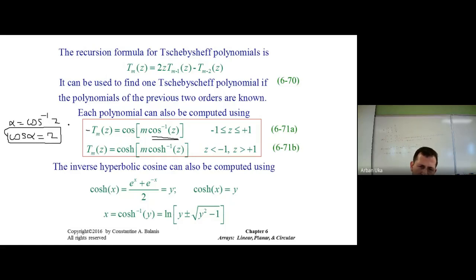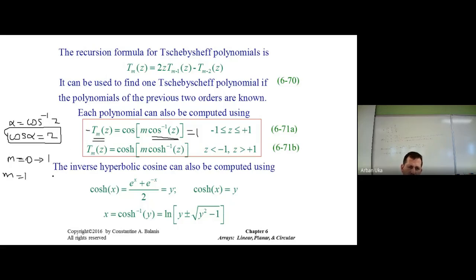That's good. Then let's see what happens for m equal to 0. Imagine for a moment you set m equal to 0. If m is 0, what do we observe here? We observe that the 0th order polynomial will be equal to cosine 0, which means that this will be equal to 1. So when m is 0, we get the polynomial is equal to 1. That's good. When m is equal to 1, let's see what we observe.